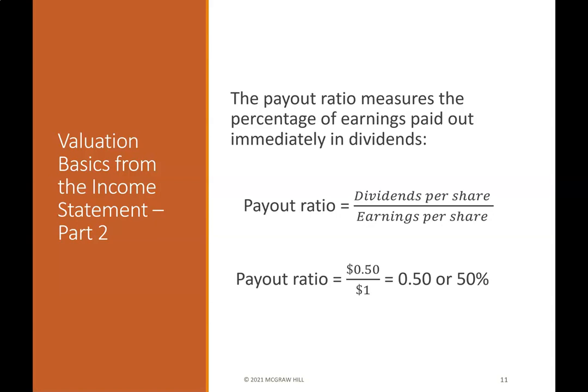Valuation basics from the income statement Part 2. The payout ratio measures the percentage of earnings paid out immediately in dividends. Payout ratio equals dividends per share divided by earnings per share. So in this example, you have 50 cents divided by $1 equals 50%.